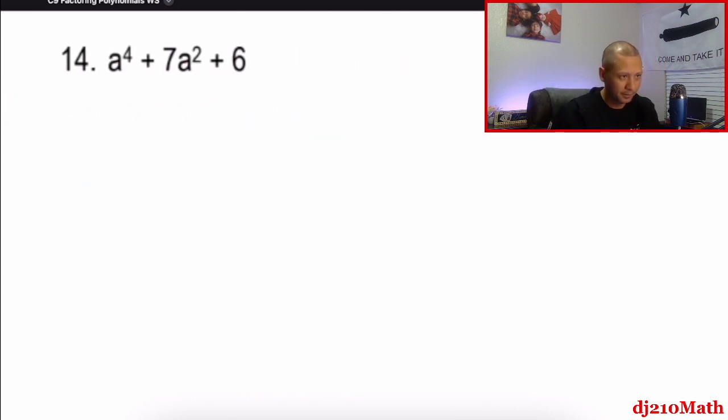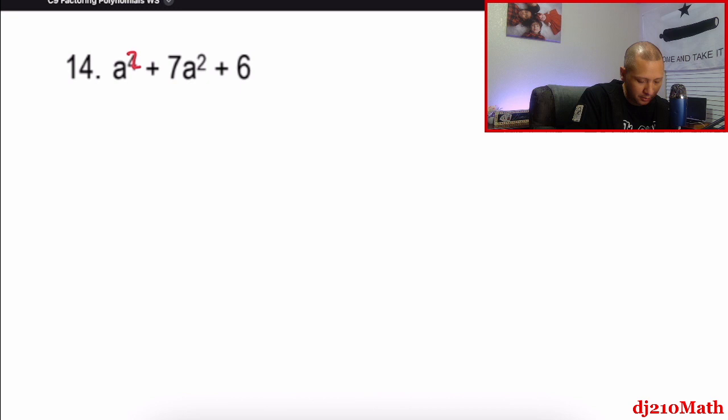All right, number 14. Okay, so here we have a trinomial. Now, wouldn't it be nice if this was squared and this was just not here? Anytime we have this situation, where we have a leading exponent, the leading term, and then this is half of it, 4 and 2.